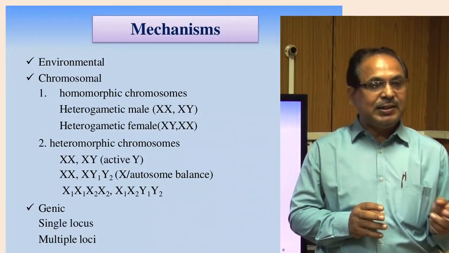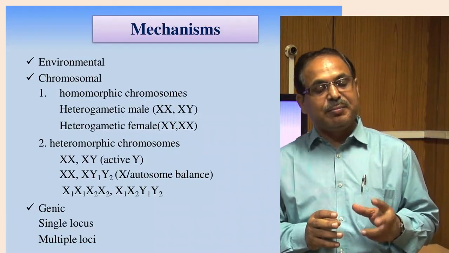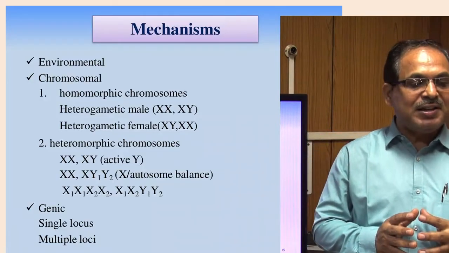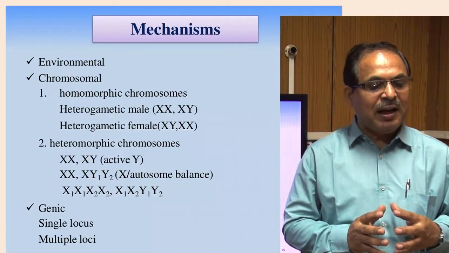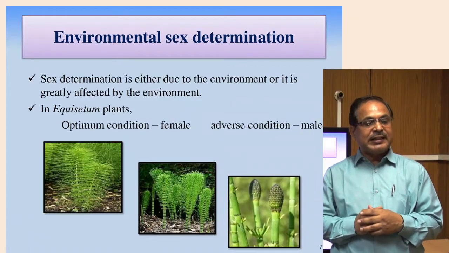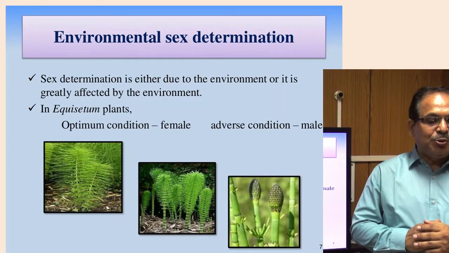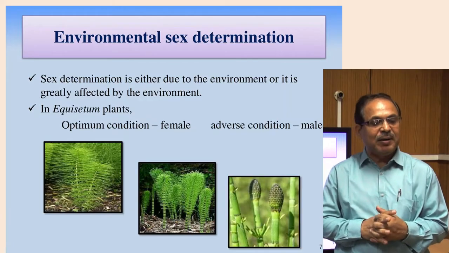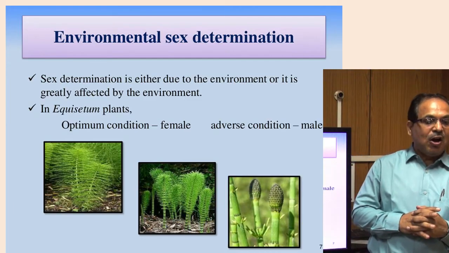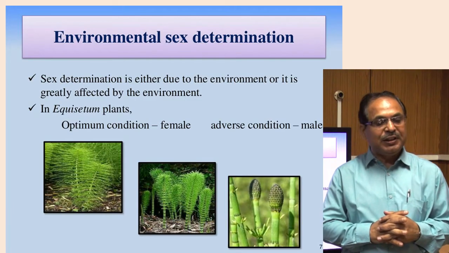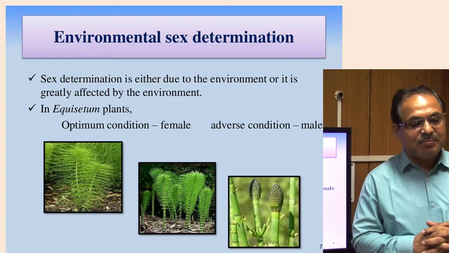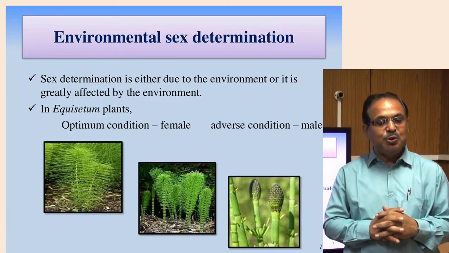Similarly, as in animals, the sex determination mechanisms in plants are the environmental mechanism, the chromosomal mechanism, and the genic mechanism. So we can deal with them one by one. Environmental sex determination in plants is greatly affected by the environment. For example, in Equisetum, optimum conditions are assumed to produce female individuals, whereas adverse conditions are assumed to produce males.